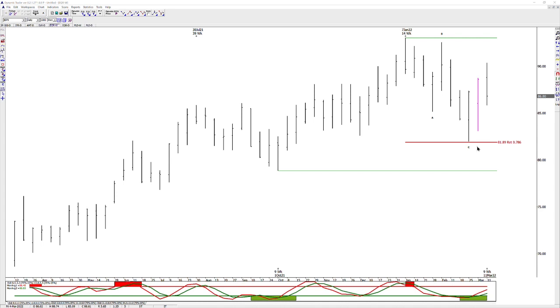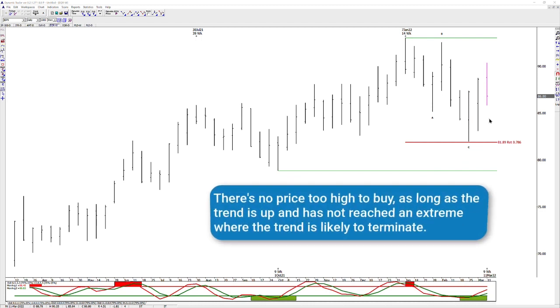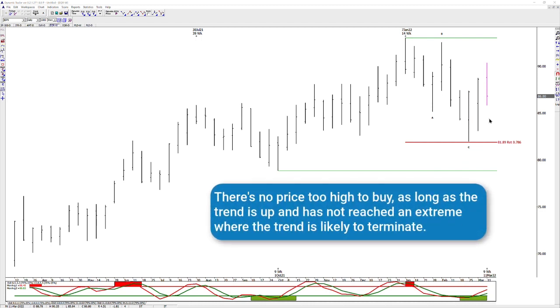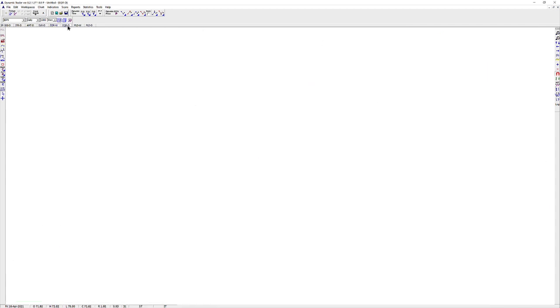So we have this just great bullish setup, and I know there's a lot of newbie traders, so to speak, that think, no, you've got to buy the bottom. I need to have bought that ABC correction right near that wave C low. No, there's no price too high to buy as long as the trend is up and not peaking or reaching an upside objective. So you just have to identify in the smaller time frame the entry strategy.